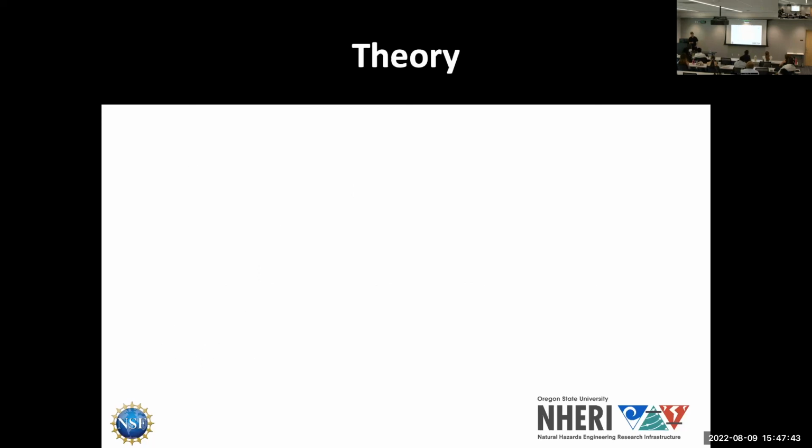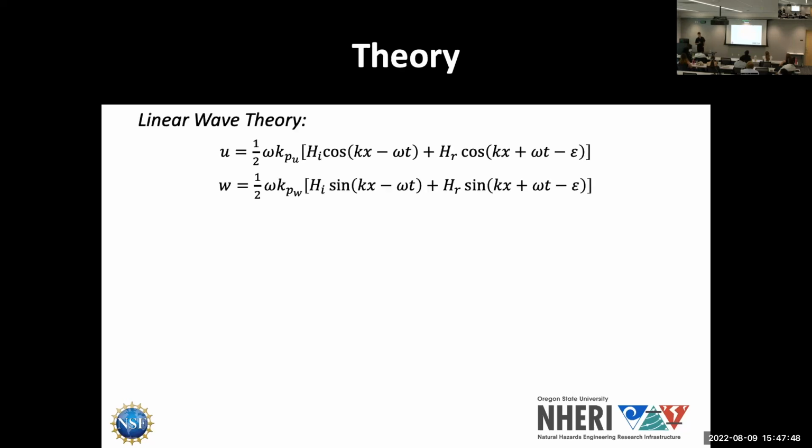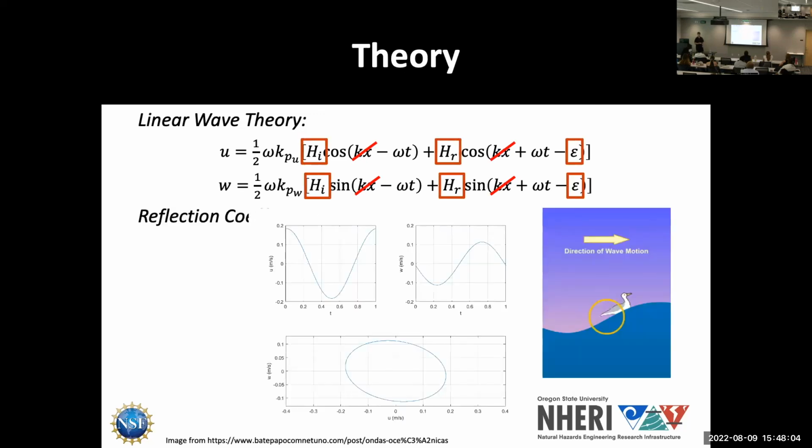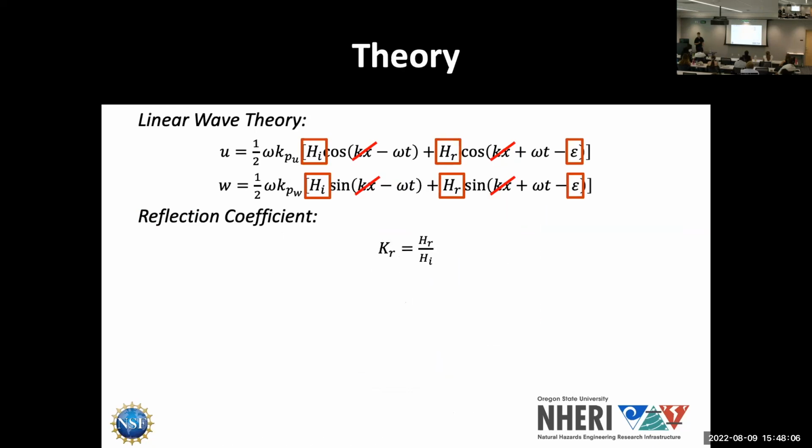Okay, fair warning, there's going to be a lot of equations and math from this point forward, so I'm going to try to break it down for you. There's this thing called linear wave theory in the field of coastal engineering, and here are the equations for the horizontal and vertical velocity of waves. We don't need to go over all these symbols, and I'm going to make it a little easier by taking x to be 0. Let's just focus in on these three. These are the three unknowns in these equations: Hi, Hr, and epsilon. That is the incident wave height, the reflected wave height, and the phase difference between them. Everything else in these equations is either constant or measured.